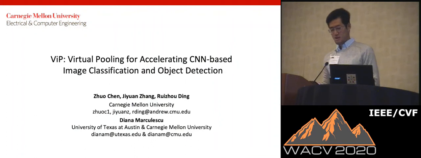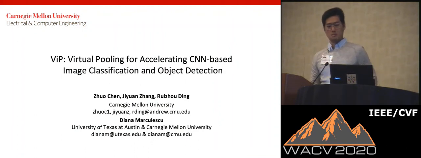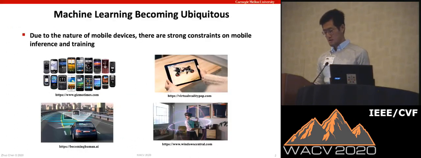Good afternoon. Today I will talk about our work on VIP, virtual pooling, for accelerating CNN-based image classification and object detection. My name is Zhuo Chen, and this work is a collaboration with Jilin Zhang and Rijoding from Carnegie Mellon University, advised by Professor Diana Marculescu from University of Texas at Austin.